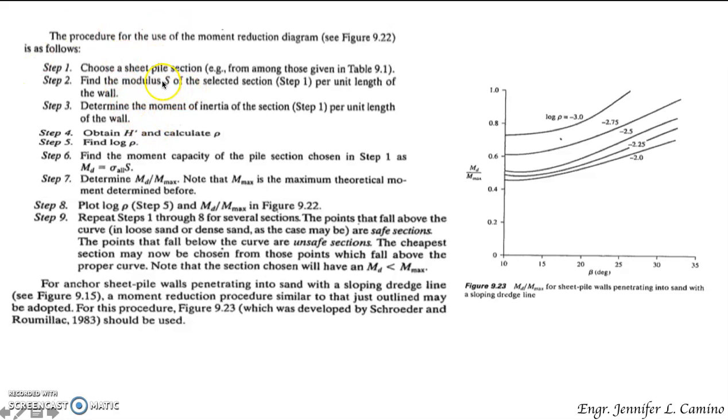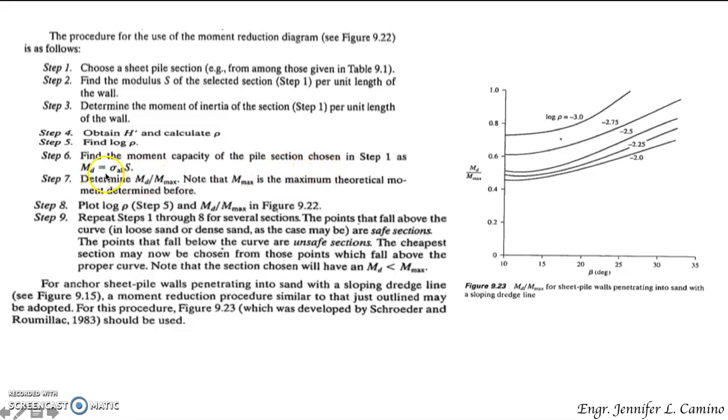So we have here, you're going to choose a sheet pile section. You have to find the modulus S of the selected section per unit length of the wall. You have to determine the moment of inertia of the section per unit length of the wall. You have to obtain H prime and calculate rho. You have to identify your log of rho. And you have to find the moment capacity of the pile section.